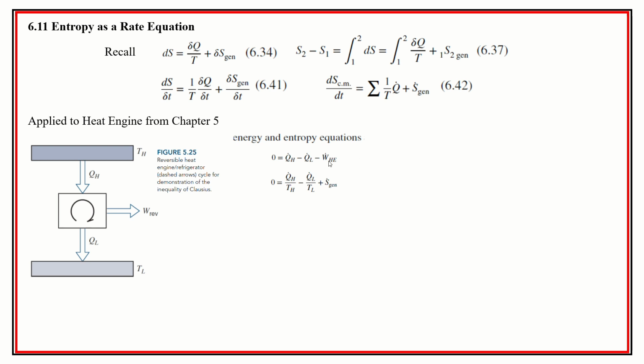So let's manipulate this equation just a little bit. Let's find what Q dot L is going to be. We just solved this entropy equation for Q dot L, and now we can place that back in.